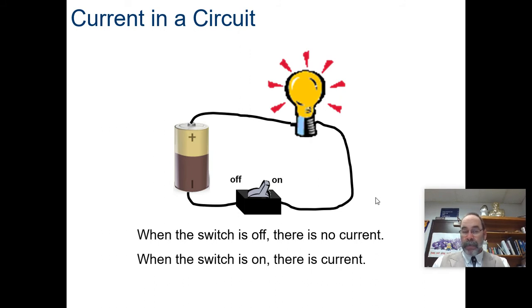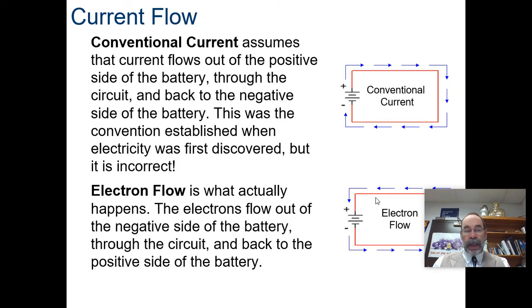Okay, we've allowed the particles to go through on that one. Now we need to talk about conventional current and electron flow. Conventional current is what we thought happens, okay? But it's not really what happens. The electron flow actually goes from negative to positive. Conventional flow says it goes from positive to negative.